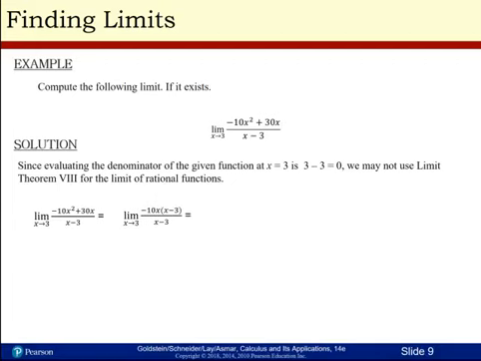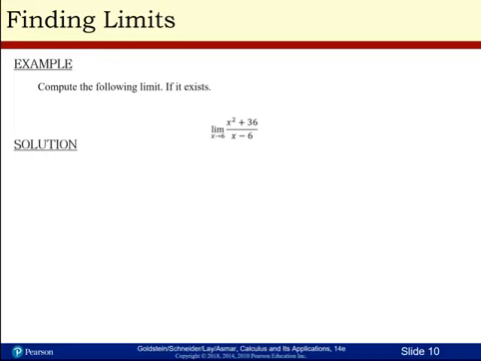I'm going to look at that numerator and say, both of these terms have a negative 10x in them. So I'm going to factor that out. I'll notice that I can then cancel those two terms, leaving me with the limit as x goes to 3 of negative 10x, giving me negative 30.